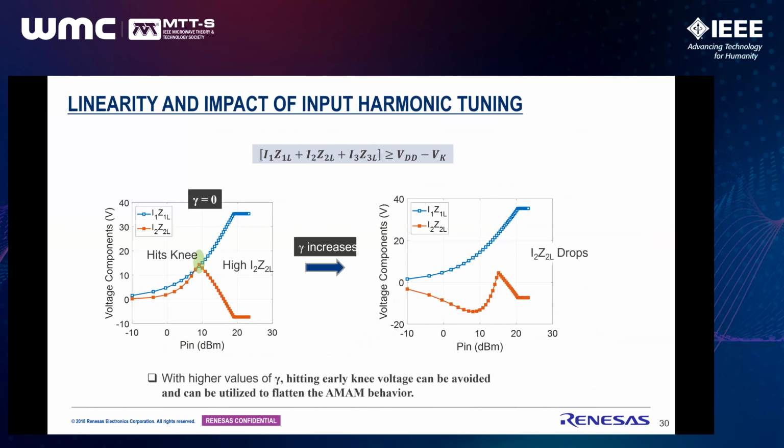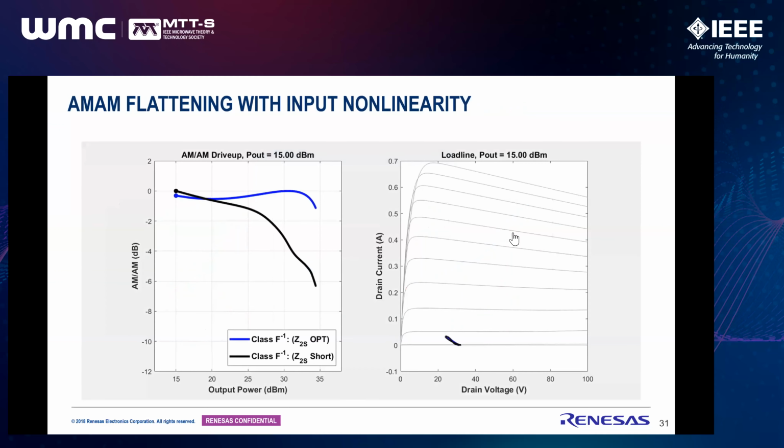From that point, if there is no input non-linearity, gamma equal to 0, it hits the knee region almost 10 dB back off, while if we increase the gamma, we can drop the I2Z2L component, and it doesn't necessarily need to reach VDD minus VK. It only reaches the compression level when it reaches the preset power. By that, we can see how that happens.